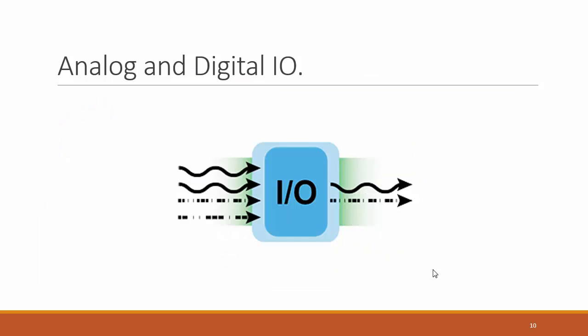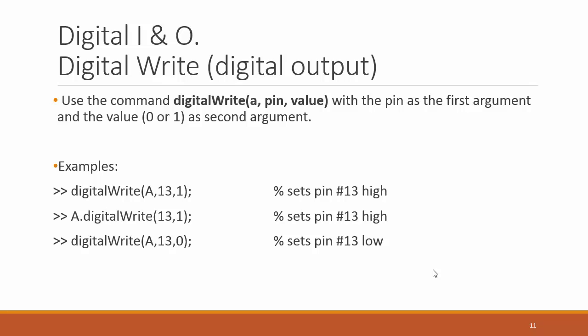To describe the analog and digital input outputs, we will start with the digital outputs in MATLAB. Once you configure the Arduino digital pin as an output, use the command digital write with the pin as the first argument and the logical state as a second argument. Some examples are shown.